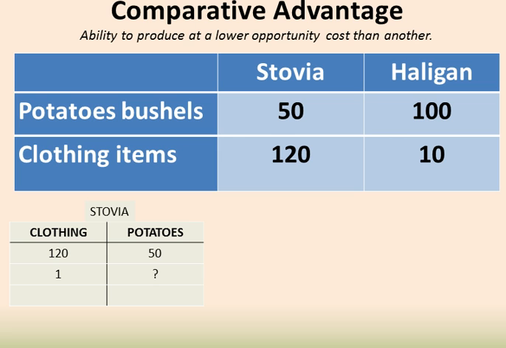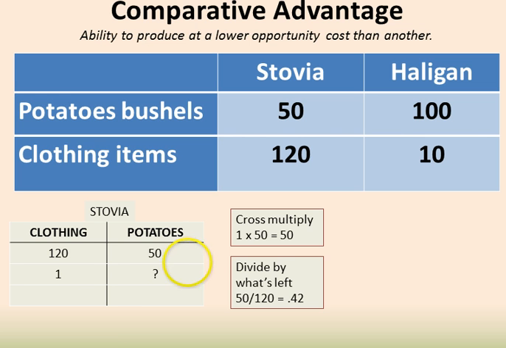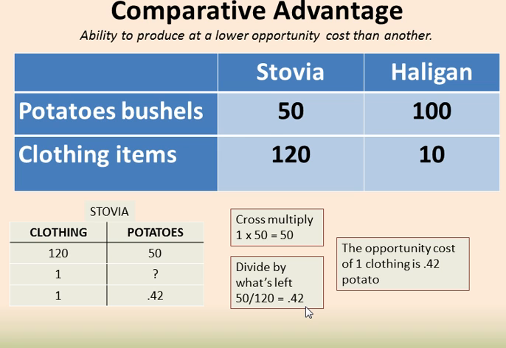We also want to flip this around and determine what a single clothing unit costs in terms of potatoes. Following the same process, I cross multiply and I divide by what's left. So in this case, cross multiply the 1 times the 50, divide by 120. And what I discover is that the cost of 1 clothing is 42 hundredths of a bushel of potatoes. So in terms of potatoes, the cost to produce 1 clothing is 42 hundredths.